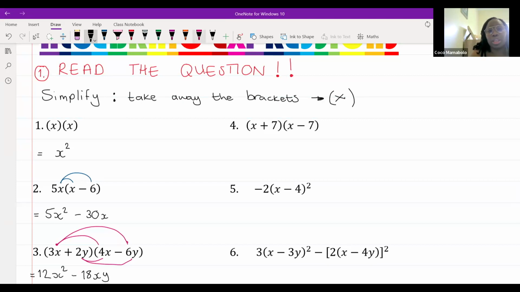And then I'm going to do inner. That's 2y multiplied by 4x. That's going to give us positive 8xy or positive 8yx. We can write it as xy or yx. They're both the same thing. They're like terms. So I'm just going to write it as xy. And then we're going to do the lasts. 2y multiplied by negative 6y is going to give me negative 12y squared.